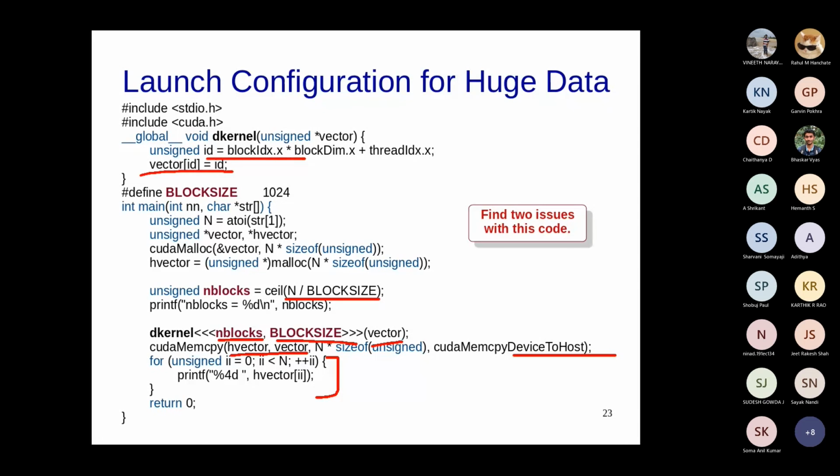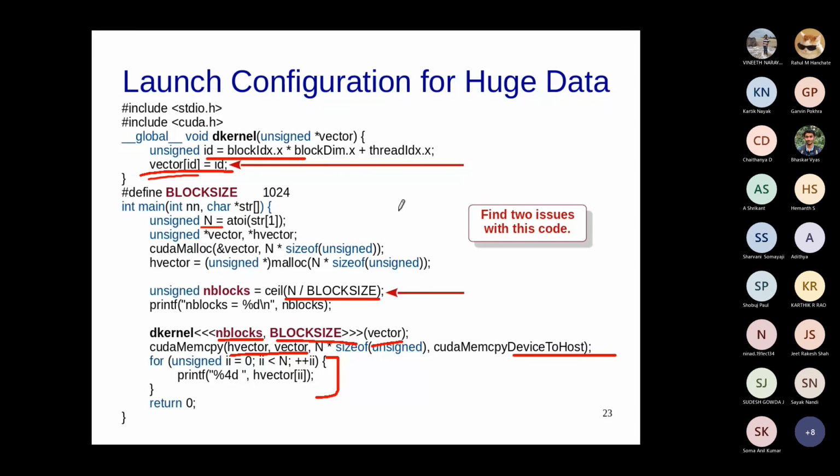Actually, the second issue you can find out from your C knowledge also. In fact, to give you some hint, I'm going to point out the places where the issues are. The first one is already pointed out by Rahul, that there should be a check about this. Why? Because think about this: let's say the N that you are passing as a parameter is 1025, to take an extreme example.